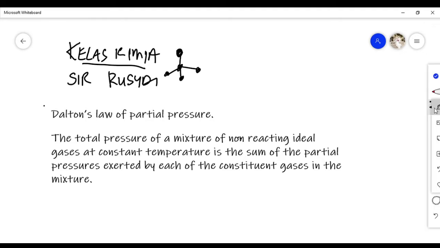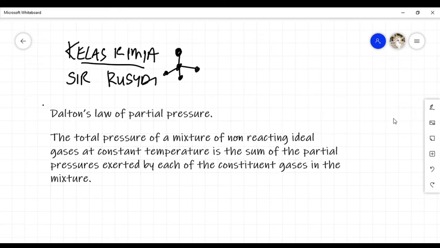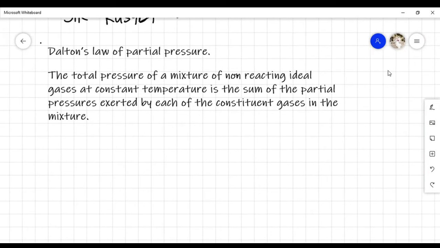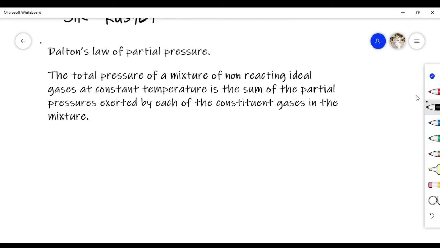Alright, so sebenarnya apa yang dimaksudkan dengan Dalton's Law of Partial Pressure, ayat-ayat ni, okay, kita kena bayangkan macam ni. Let's say kita ada satu bekas. Okay, so we have one glass container here. Okay, look at the drawing. Alright, so let's say in this glass vessel, kita ada gas A, gas B, dan juga gas C.